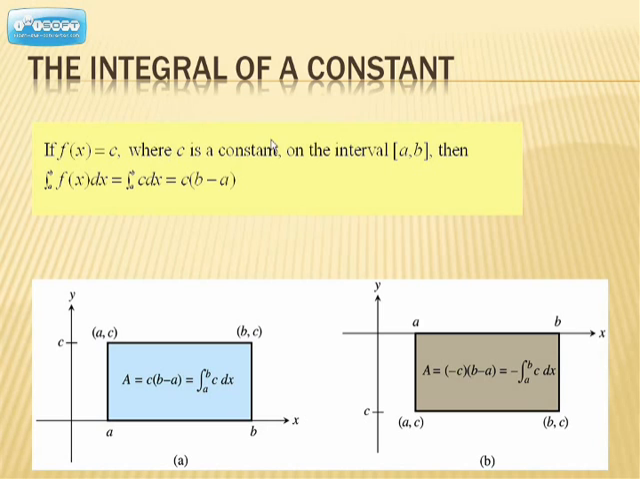The integral of a constant: if I have a function which is a constant, a horizontal line through C, where C is a constant on the interval from A to B, then the integral from A to B of f of x dx is equal to C times B minus A. That should follow here according to the diagrams. My height would be C, B minus A would be my length, height times length would give me the area of that rectangle. So C times B minus A. Same thing applies for negative functions also. It would just be negative C times B minus A.